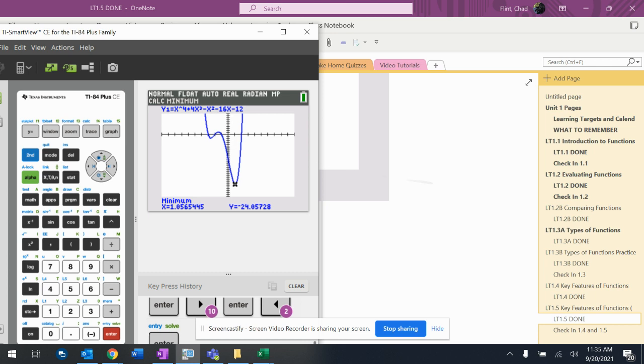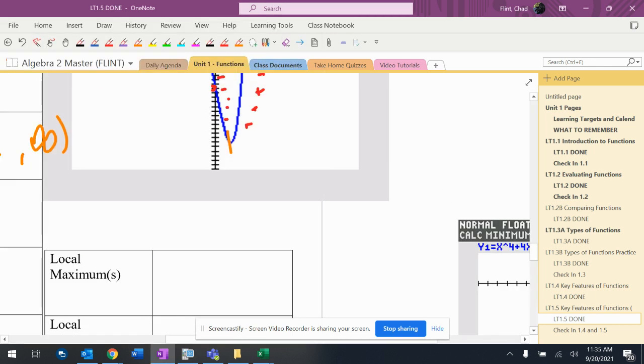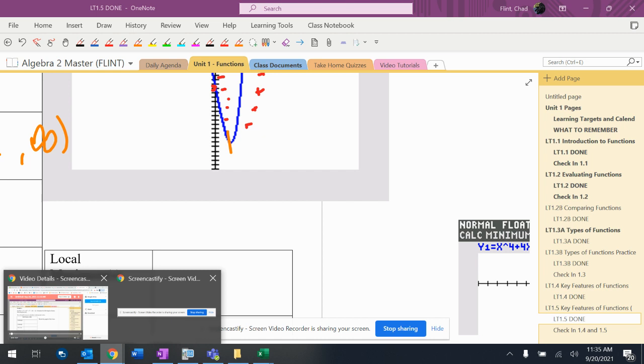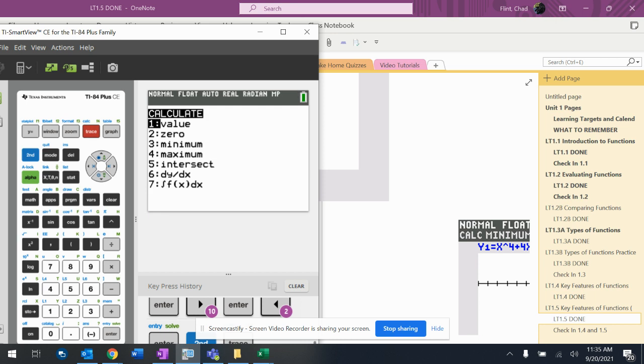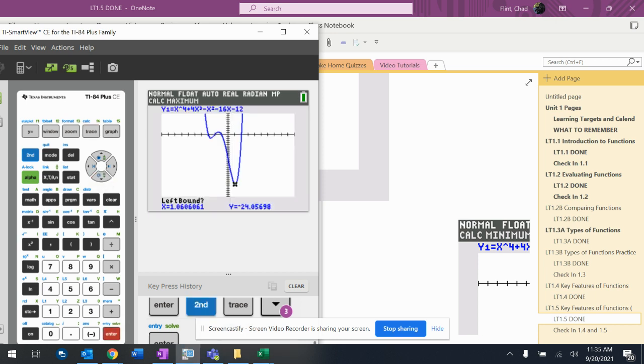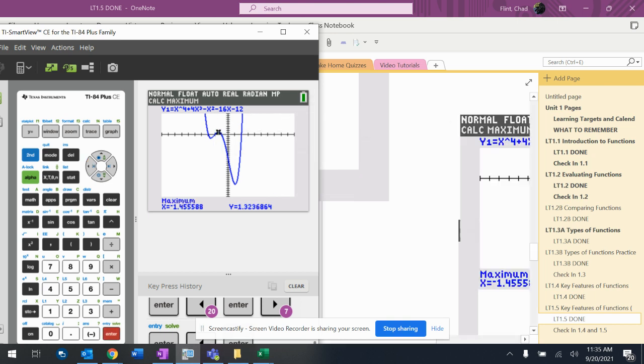So what I'm going to do is drag this and drop it again because it's going to be easier than me writing them. I'm going to write them anyways, but it's going to be easier than going back and forth. Then I'm also going to calculate. So I'm going to hit second, calculate, maximum. Again, I got to have a left and a right. So left is going to be over like there. Right is going to be over maybe there. Then my guess, I'll guess right about there. So there is a maximum. I drag and drop that.